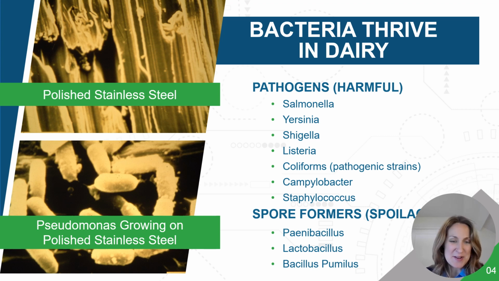This is another picture of polished stainless steel. You get really close and you can see how it is pitted. It's a bit of a rough surface. Easy for something like Pseudomonas to cling to that surface, which would then impact your product quality in the very end.